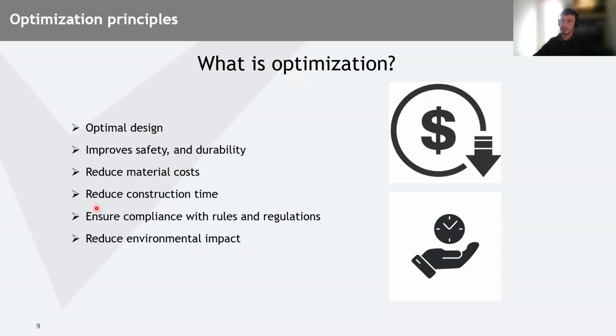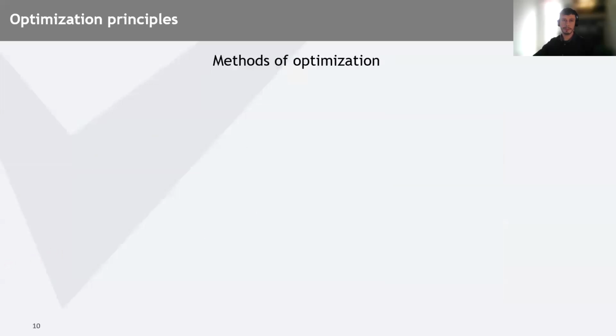On top of that, we need to ensure compliance with rules and regulations, and a very hot topic now is environmental impact. Obviously, the less material we use, the less work we use during fabrication and manufacturing of our structure, the better for our company, and we can show that we also have less impact on the environment.